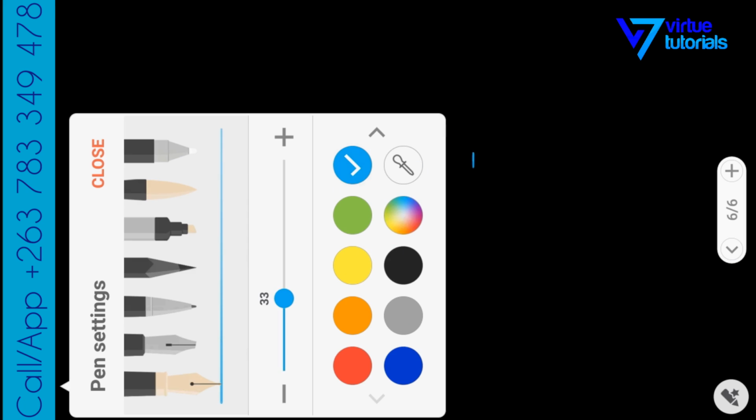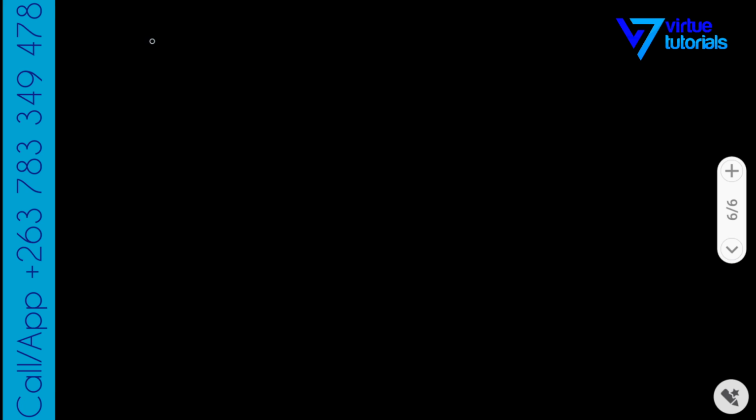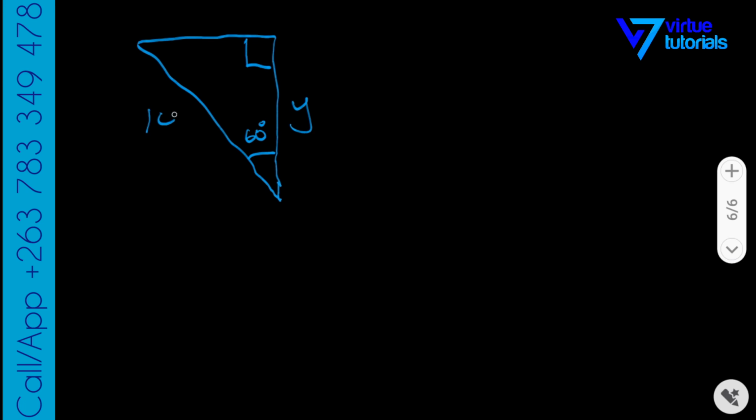Start off with the blue again. Okay, so let's say we have a triangle inverted differently like that. And then perhaps we have our angle here, which is 60 degrees. And then we have our y, and then we have our 14 meters. And then we're meant to find the length of y.